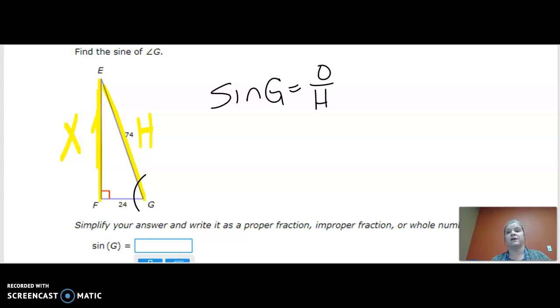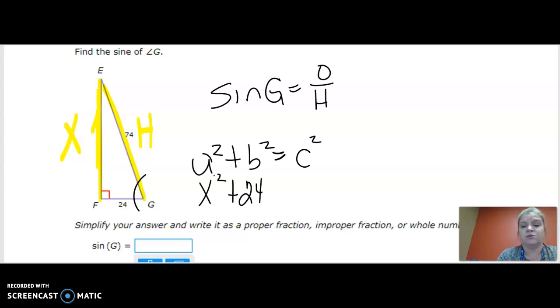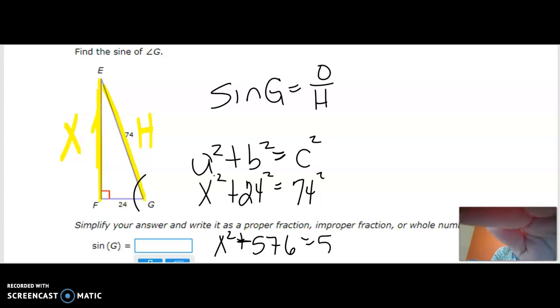So we have to go back to unit Q on the Pythagorean Theorem and use the Pythagorean Theorem, okay? So a squared plus b squared equals c squared. I don't know a. I know b is 24. I know c is 74. I'm going to get a calculator. 24 squared is 576. 74 squared is 5476. What are we going to do now? We're going to subtract.